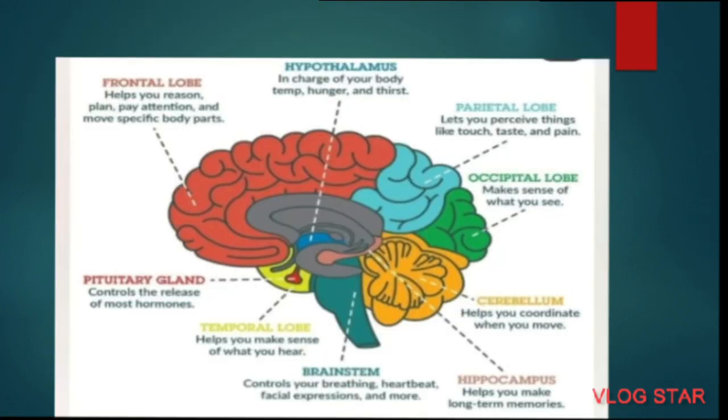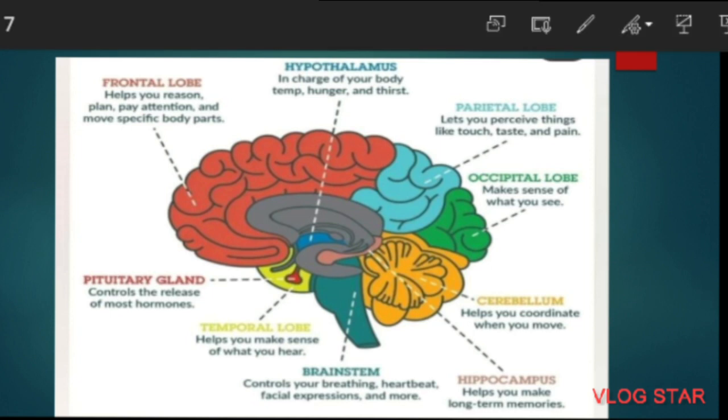So this is the structure of the brain and it has several parts. We will study one by one, starting from the hypothalamus. The hypothalamus is an area of the brain that produces hormones that control body temperature and heart rate, and is in charge of your body temperature, hunger and thirst. So it controls the body temperature, hunger and thirst.